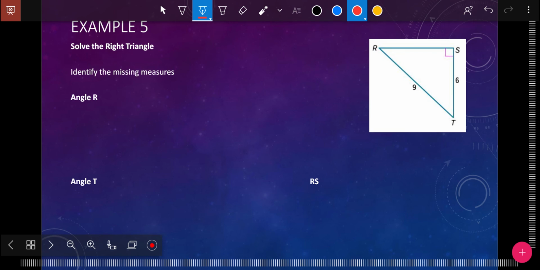The last kind of problem you're going to have here is find the missing measures. And so you've got to find everything that's missing. Angle R, I don't know the measure of. Angle T, I don't know the measure of. But also I'm going to put a little X right here. I don't know that missing side. So there are 3 things that are missing. There are 3 things they gave me. They gave me 90 degrees, they gave me 9, they gave me 6.